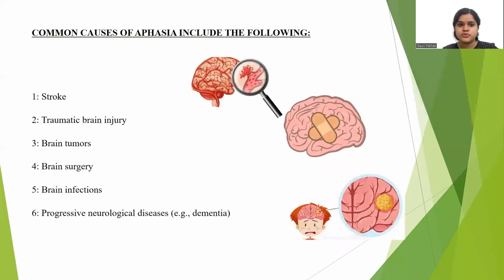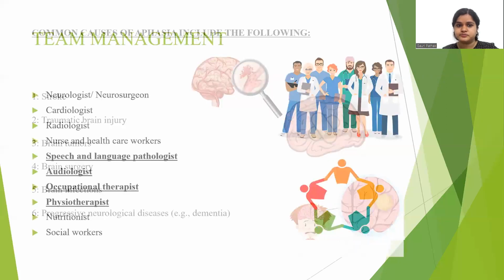These are the most common causes of aphasia. The leading cause of aphasia is stroke, followed by traumatic brain injury, followed by brain tumors, surgery, brain infections, and progressive neurological disease, for example, dementia. So any injury or any tumor that affects the lobes of the brain where language is stored can cause aphasia.